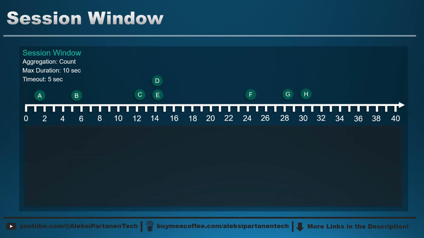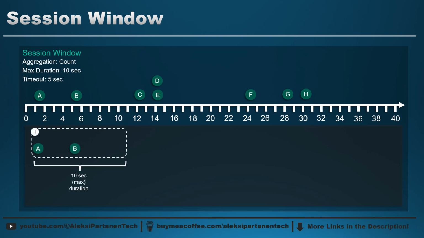Our first session window is triggered when event A arrives, and this window is able to reach event B, since it is received 4 seconds after the event A, so that the timeout is not reached. After the event B, our window closes at 11-second mark, when the max duration of 10 seconds is reached. And also the timeout after the event B would be also reached.